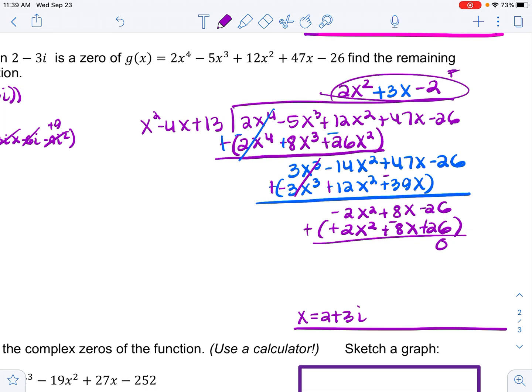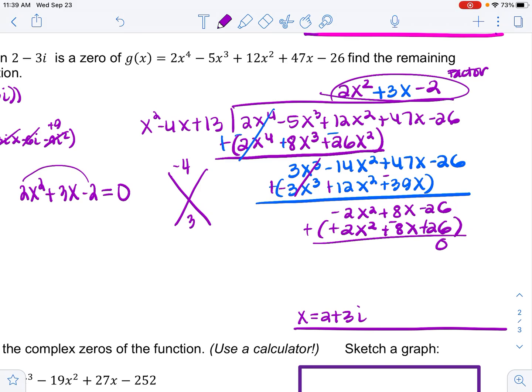All right, so this is my other factor. So I need to find my other zeros. So I'm going to set that equal to 0 and solve. Now I'm hoping that it is factorable. If not, I would have to use the quadratic formula.